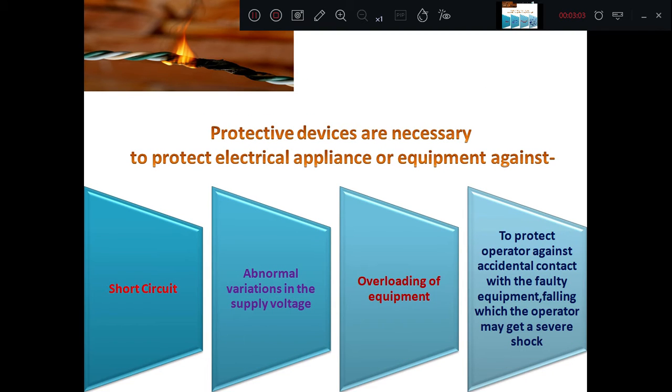The protective devices are necessary in the system because they have to protect the electrical appliances or equipment against the different abnormal conditions such as short circuit, abnormal variations in the supply voltage, overloading of equipment, as well as to protect the operator against accidental contact with the faulty equipment.